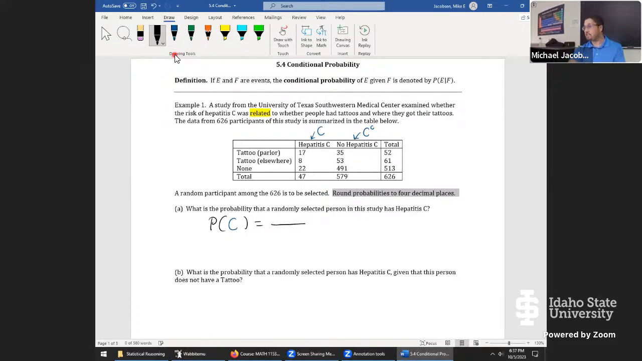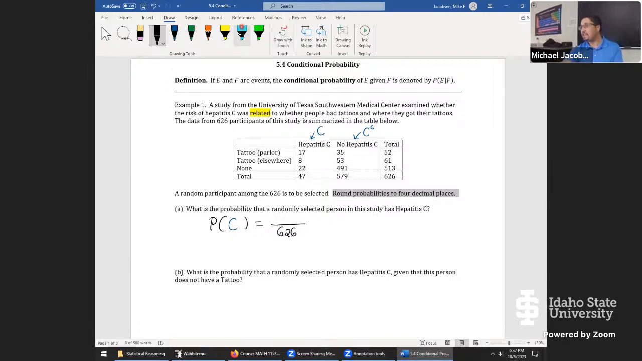The denominator is going to be 626. We're randomly selecting one amongst all of them. They'll all have an equally likely chance of being in the study. So our formula for equally likely events works again right here. But anyone see what should be in the numerator of this one? It wouldn't be a 1.